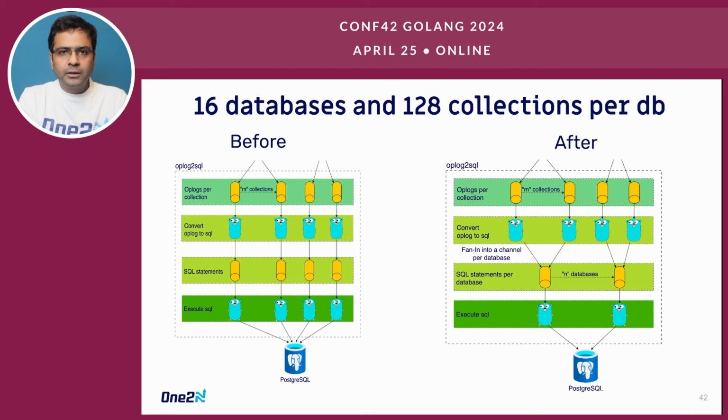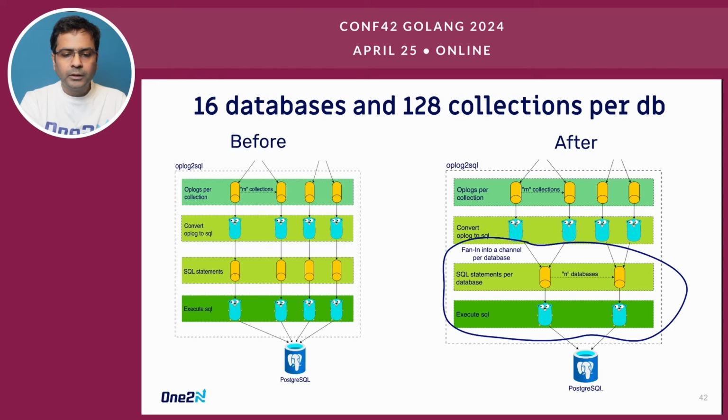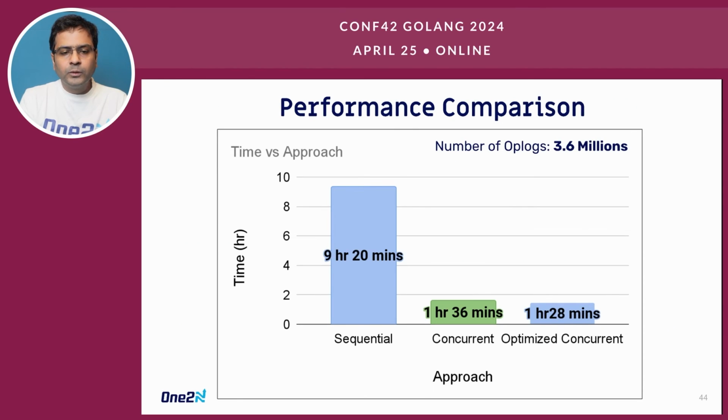So if you consider 16 databases and 128 collections per database, before we had a massive fan out where we would end up with 2048 database connections. On the right side after the modification, we are fanning them in again per database. That means we have only 16 connections to the database. So we don't create massive database connections and cause the database to hang and perform slow, but we instead create only 16 connections to the database.